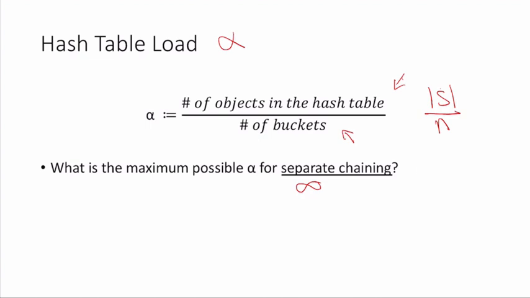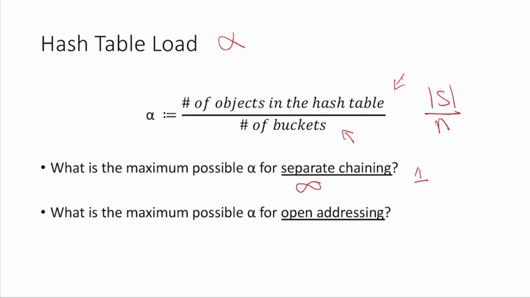That said, if you get over 1, that means you're going to have to search on average through some linked lists. You're not going to get lucky enough to have just one value at every single bucket. What's the maximum possible load factor when using a hash table that's implemented with open addressing? Well, in open addressing, you store the values directly inside the table, and if you have n buckets, that means you can have at most n objects in the buckets. So your maximum load factor for open addressing is 1.